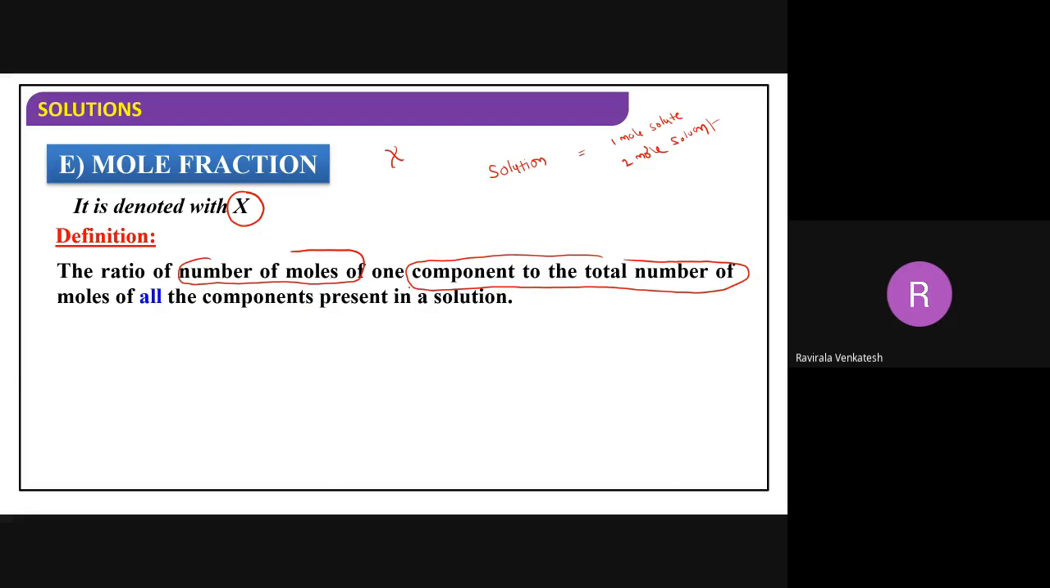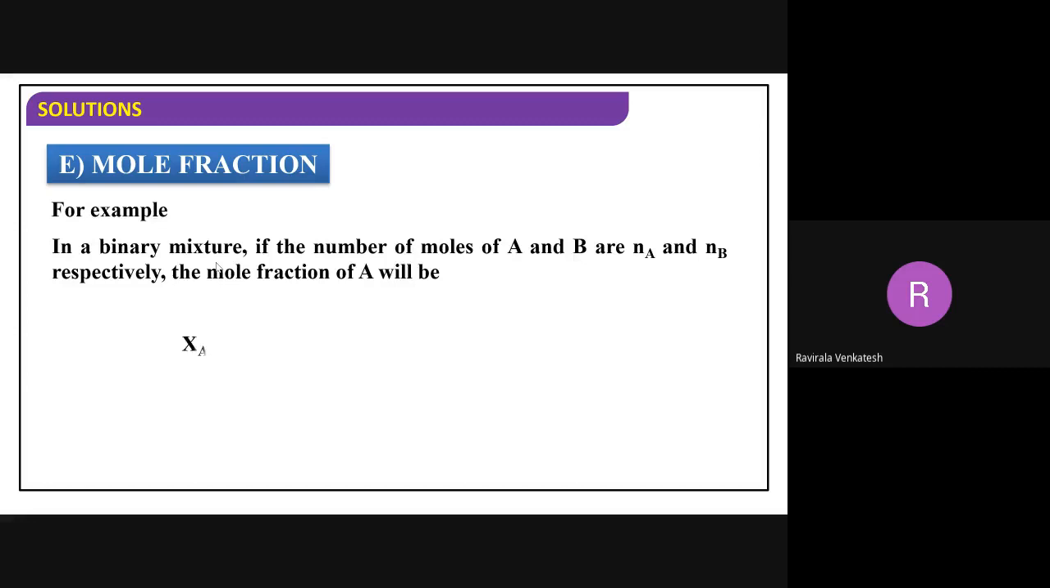Now, I want to calculate the mole fraction of the solute. So, what I have to take? The number of moles of solute present in the total number of moles of solution. That means both solute and solvent, take both. Then it will give the mole fraction of the solute. For the mole fraction of the solvent, take the number of moles of solvent by total number of moles present in the solution. So this is the way we can easily calculate the mole fraction. Very simple definition.